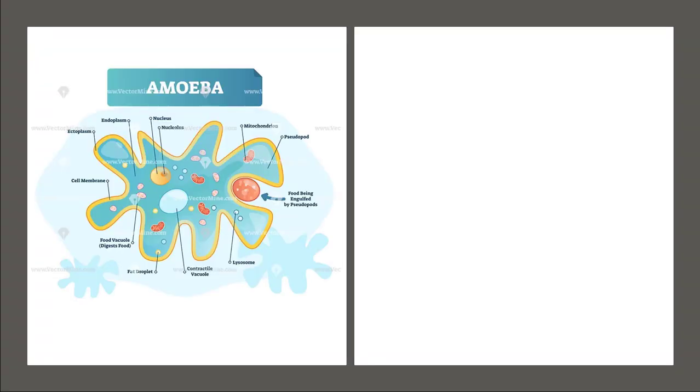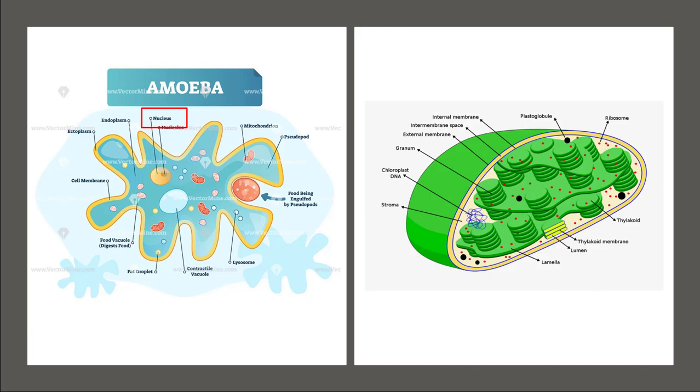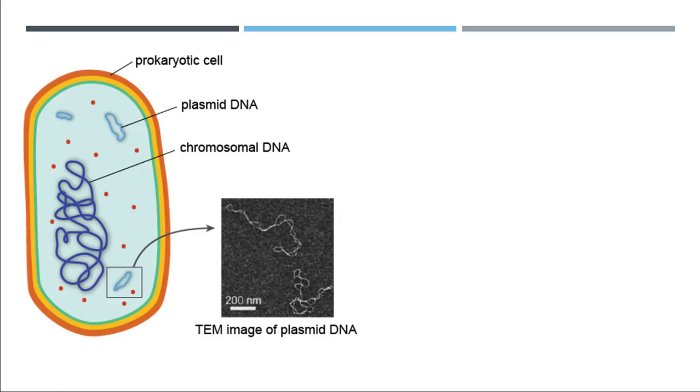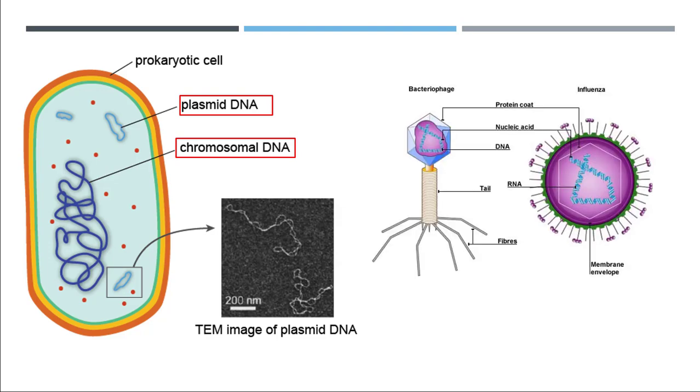When I take a look at other living organisms like amoeba, I can see the nucleic acid present there. When I take a look at plants, I find out that the DNA or the nucleic acid is present in the chloroplast. In a prokaryotic cell, the nucleic acid is present in the form of chromosomal DNA and plasmid DNA. And in a virus, the nucleic acid is present as well. So nucleic acid is a really important part of living beings, and it works like a brain there.